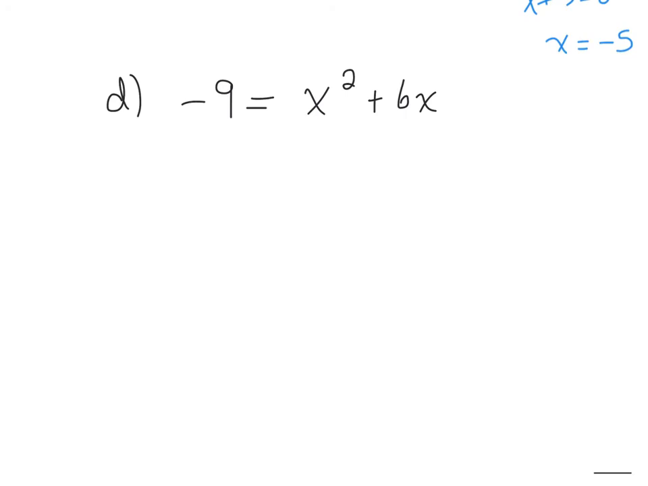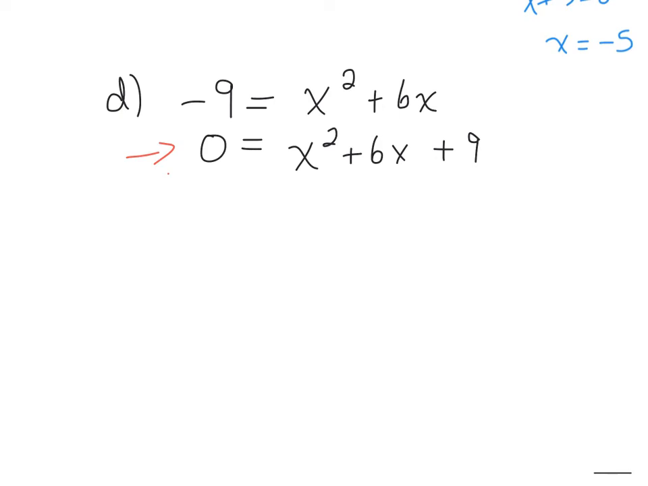Okay, I'm going to take up this question now. I'm first seeing that I have this negative 9 on the left-hand side, and I'm going to move it over so that I end up having x squared plus 6x plus 9 on the right-hand side, and then that leaves that 0 on the left-hand side that I need. Now I'm going to go ahead and factor this.